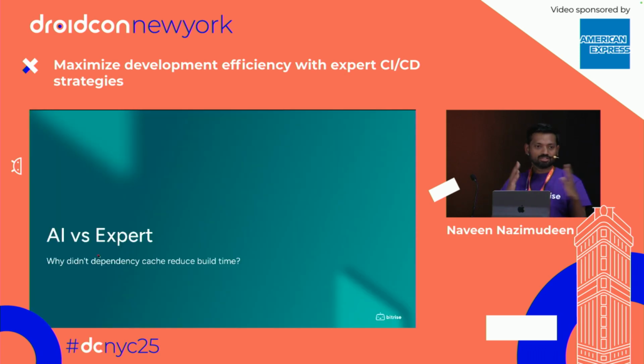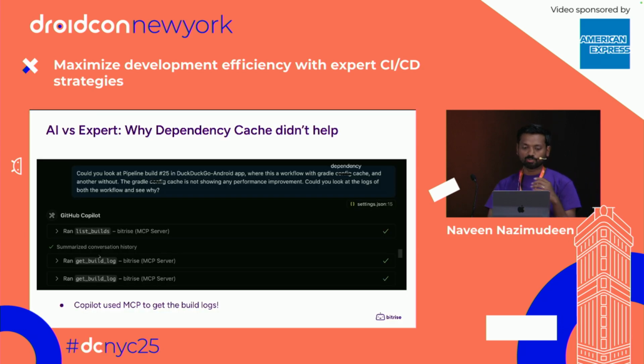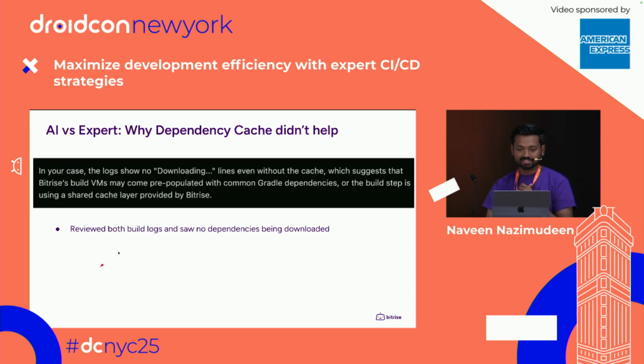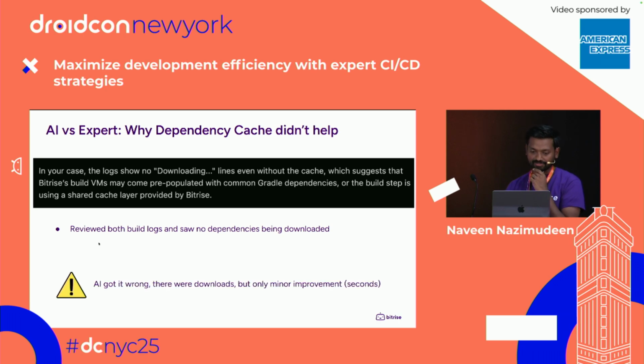So I thought we can have another AI versus expert segment. Why didn't dependency cache work? I asked Copilot this question. It was pretty cool because it automatically connected to Bitrise. It downloaded the build logs, compared the build logs, and gave an analysis. It said that it saw that no dependencies were being downloaded, and that's why probably dependency cache didn't benefit. But unfortunately, this is not right.